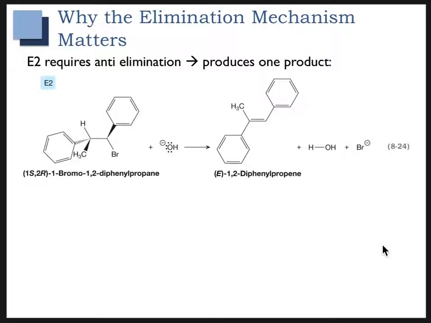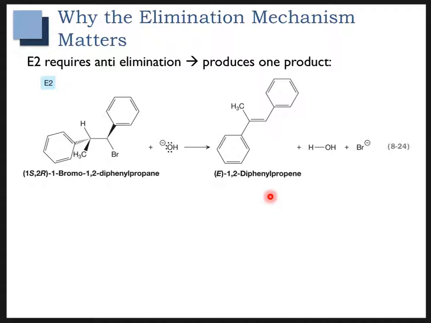This is the Chapter 8, Part 7 video on the Stereochemistry of Elimination reactions. So just as with the substitution reaction, the elimination mechanism matters in terms of stereochemical outcome. What you can see here in this example is an E2 reaction, and with the E2, we're only getting one product here, the E as opposed to the Z alkene.